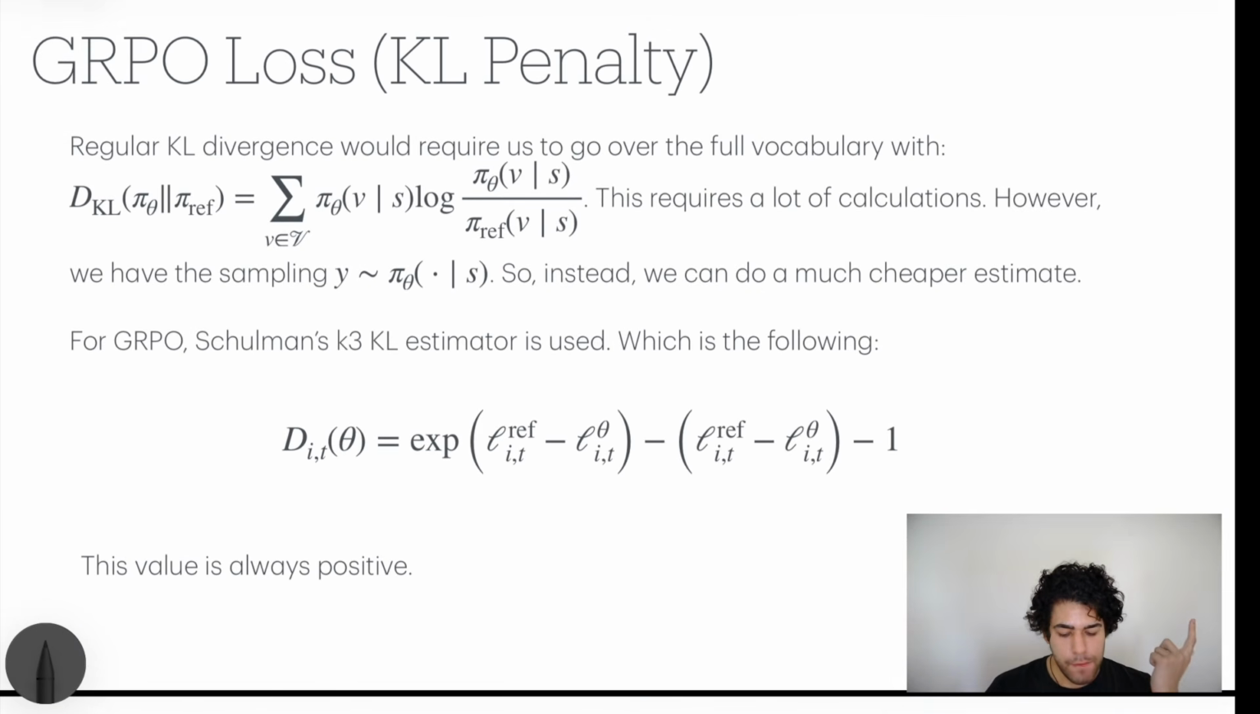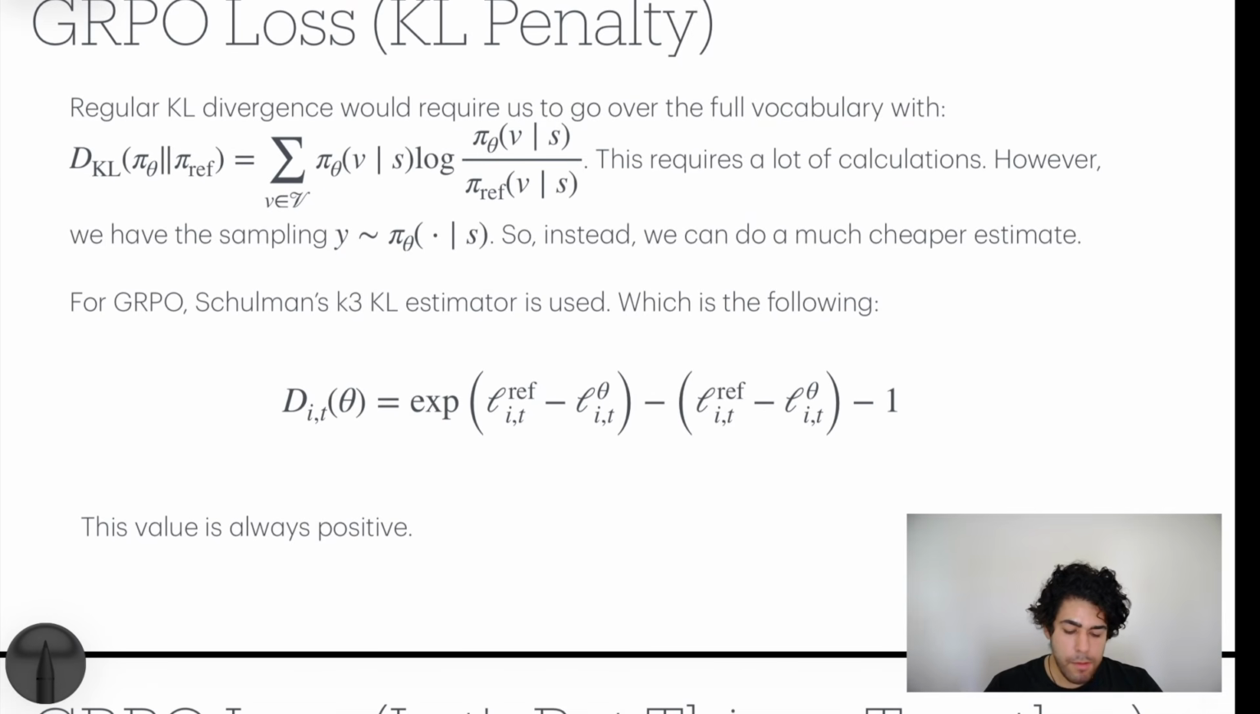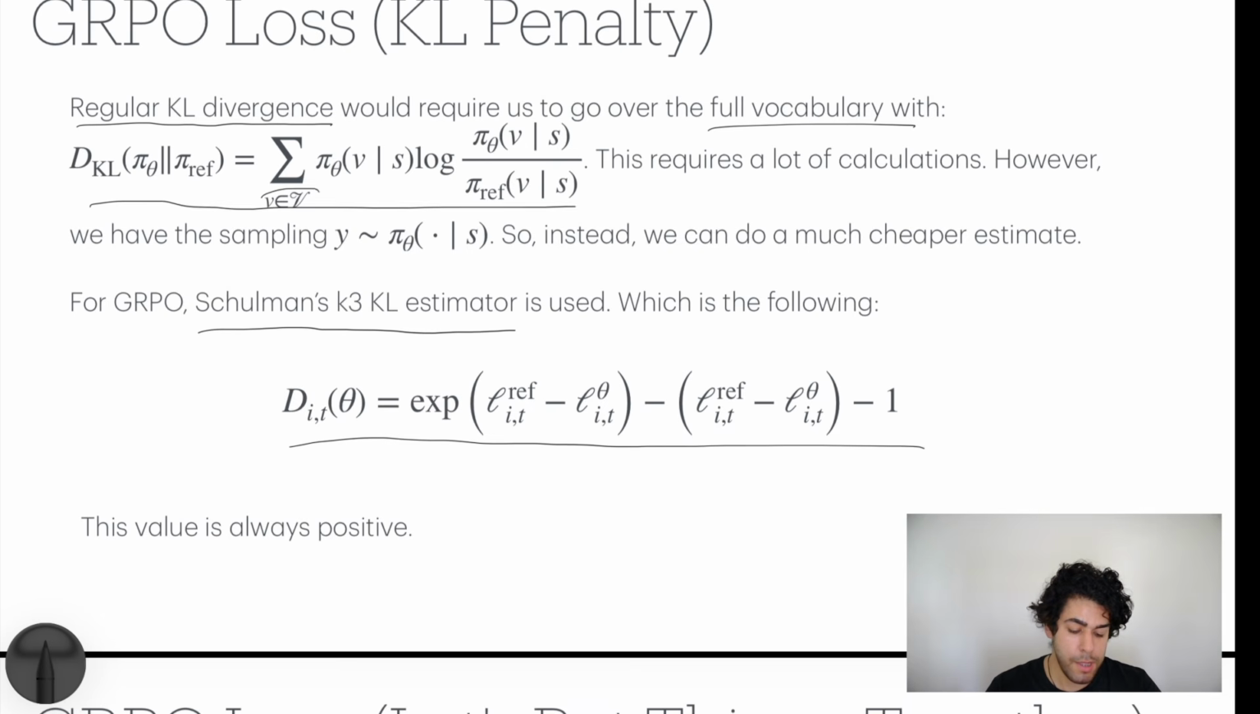Or KL penalty, which is more correct, I think. So for this, to calculate the regular penalty, GRPO uses something called Schulman's K3 KL estimator, which is this guy over here. So the question is why we are using this instead of just regular KL calculation. And the reason is that regular KL divergence will require us to go over the full vocabulary with this formula. As you can see, we are going through the full vocabulary, but this requires a lot of calculations.